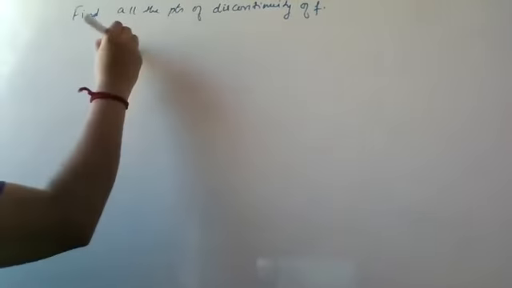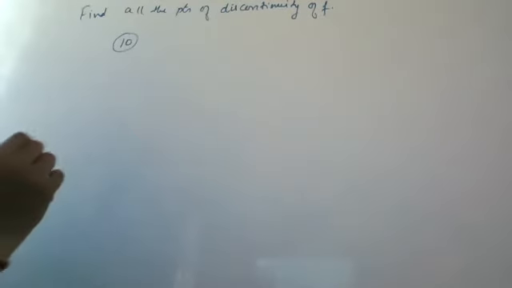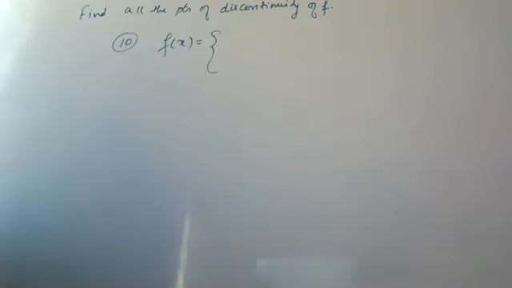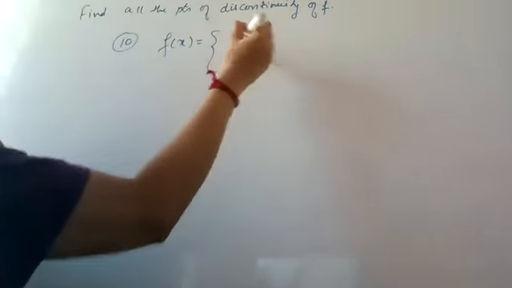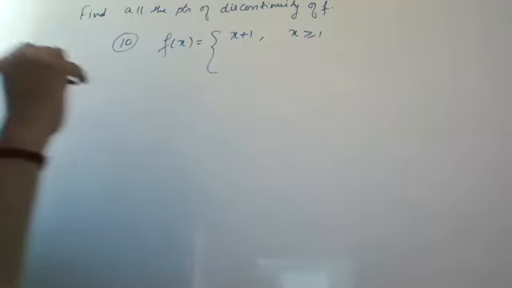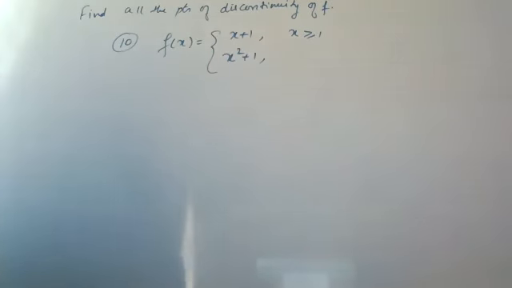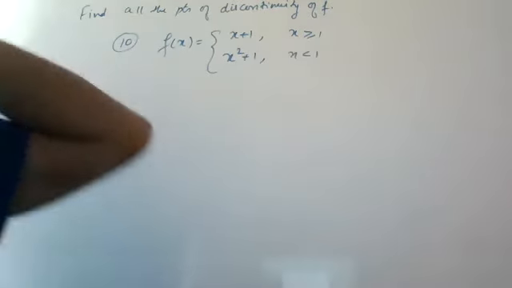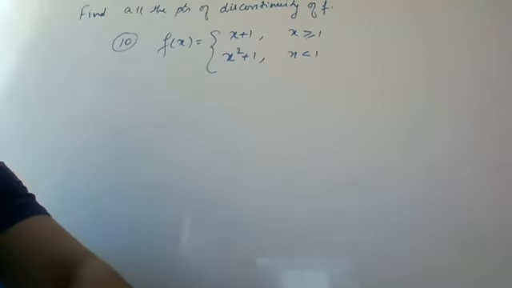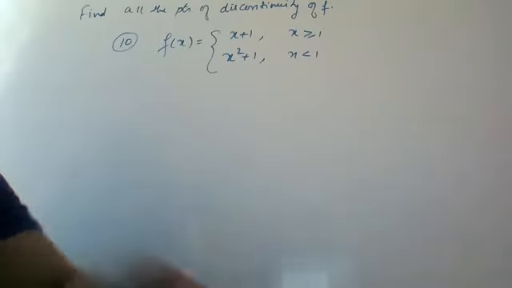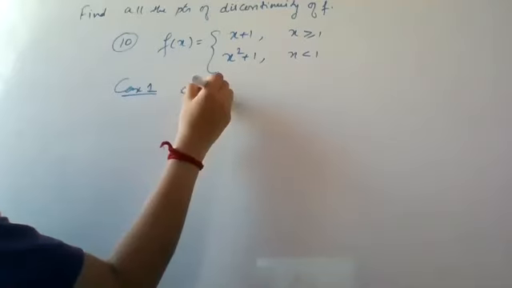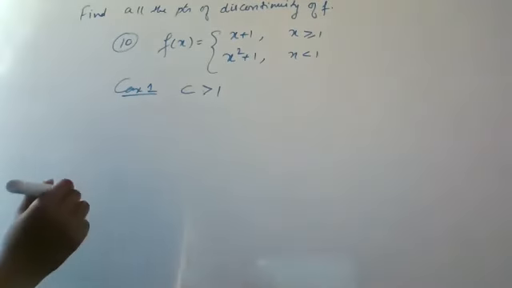Next one, 10th. The function is f of x is equal to x plus 1 when x is greater than or equal to 1, and x square plus 1 when x is less than 1. So here again you have three cases: any number less than 1, the point 1, and greater than 1. First case, let c be any number which is less than 1.